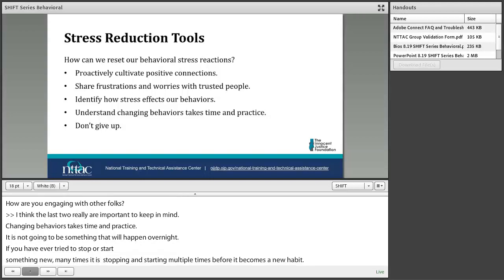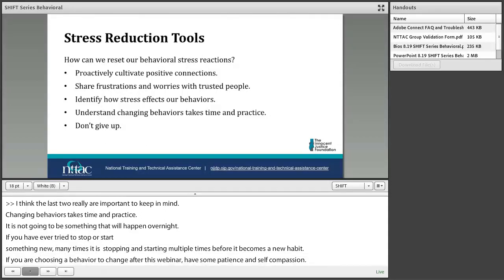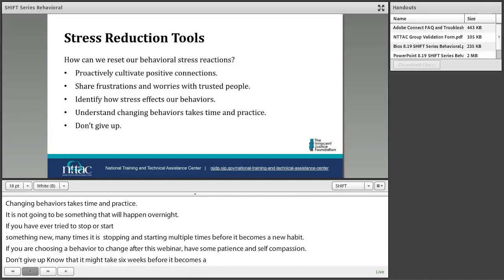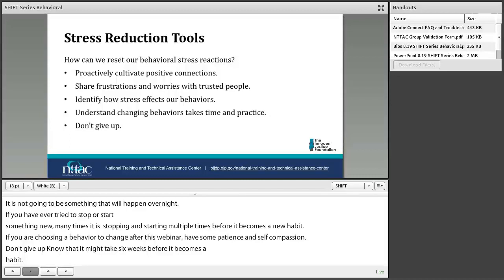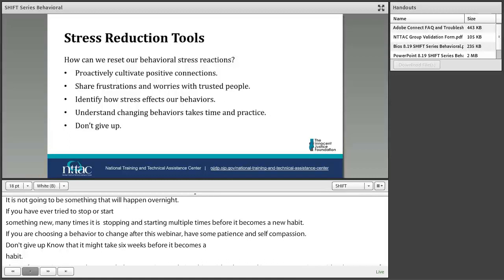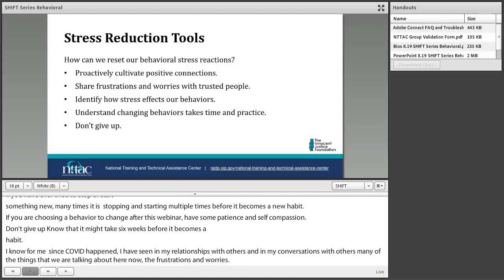I know for me, since COVID happened, I've really seen in my relationships with others and in my conversations with others many of the things that we're talking about here now, the frustrations and worries, and if you have the ability to share that with others, even if it feels like more of a venting session, because it doesn't matter how many people you talk to about your frustration about COVID, it's not going away. Just knowing that there's other people that have your back can make all the difference. Right, yes.